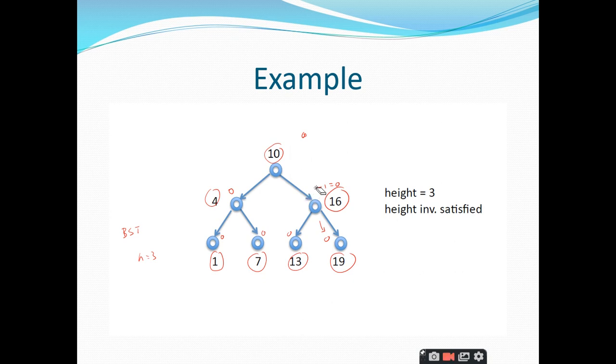So if you observe this particular binary search tree, every node is having a balance factor of 0. And it lies in between these 3 values only. Every node is having 0 and it lies between these 3 values. Therefore, the entire binary search tree that is given in the example is satisfying the height invariant property, which we also call the balance factor.